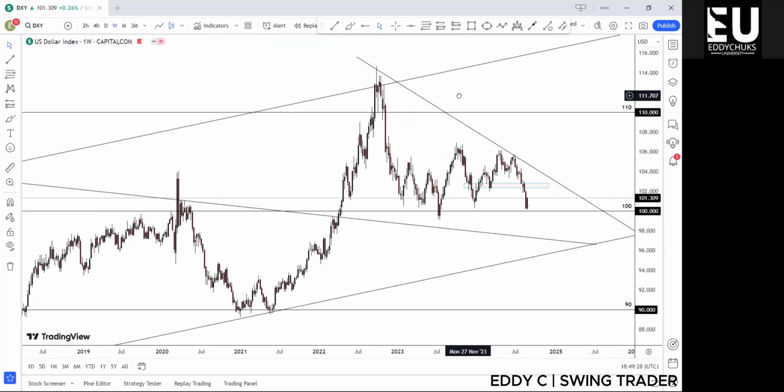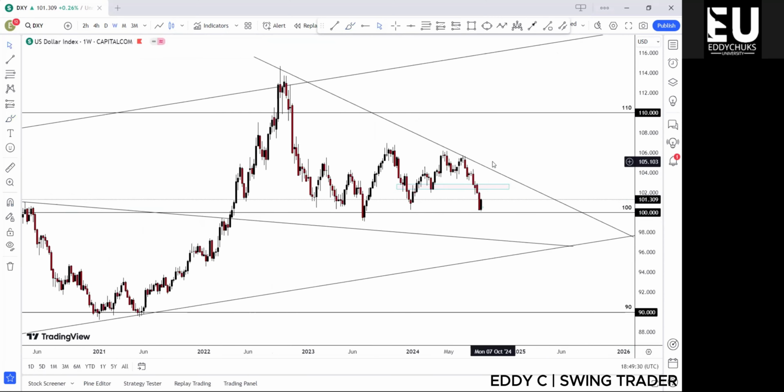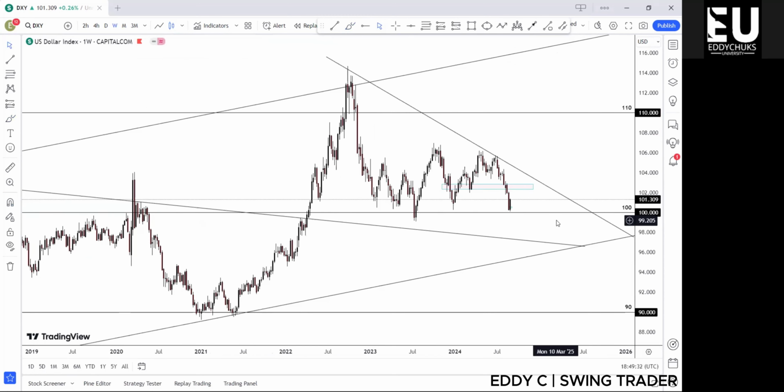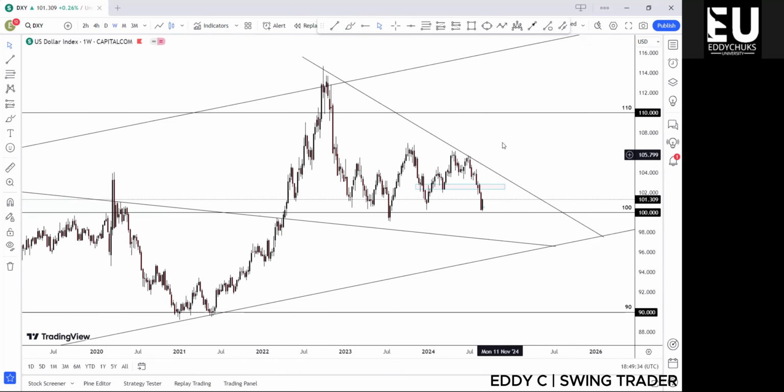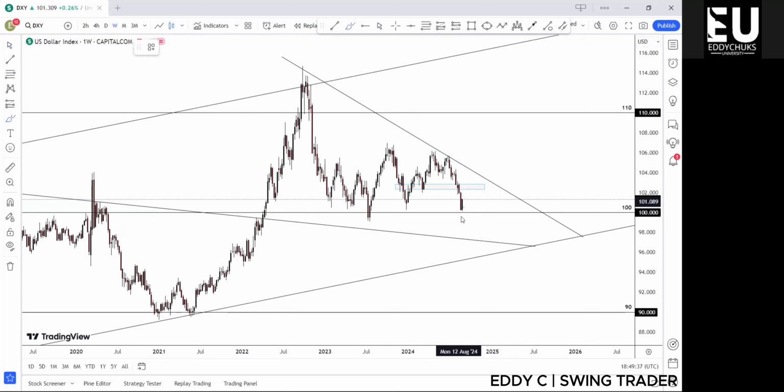So for the whole of September, we are anticipating further push down on the dollar index. We don't mind if the market is pulling back, but solely we are going to be anticipating further push down to this level before we get a further break above of this counter trend line we drew from the monthly time frame. So this is what I'm expecting on the XY for the month of September.